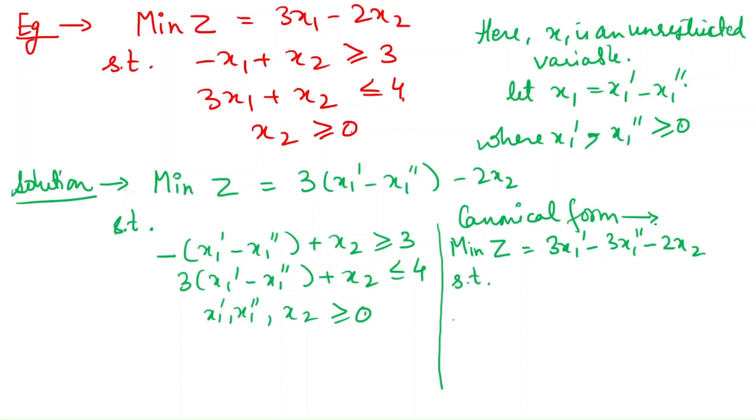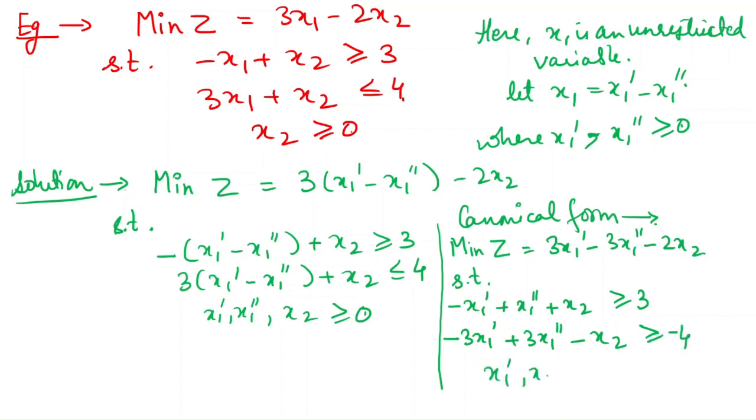The first constraint is the greater than equal to type, so I'll be writing it as it is. So this would be minus x1 dash, I have just opened the brackets, greater than equal to 3. The second constraint is less than equal to 4, so I'll be just transforming it into the greater than equal to type, again by multiplying the equation by minus. So it becomes minus 3x1 dash plus 3x1 double dash minus x2 is greater than equal to minus 4, and lastly x1 dash, x1 double dash, x2 is greater than equal to 0.